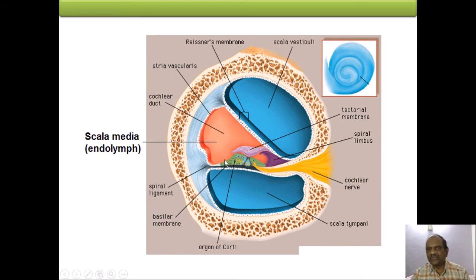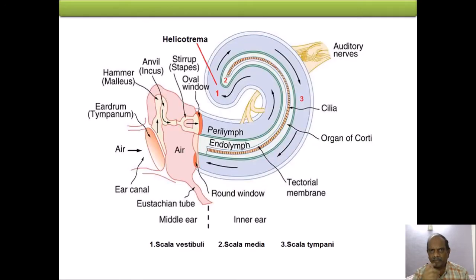What is its function? The main function is the perception of sound by special types of hair cells which are present on the basilar membrane. Its function we will see, and these cells are further supplied by the cochlear nerve and form the auditory pathway. In short, what is it?